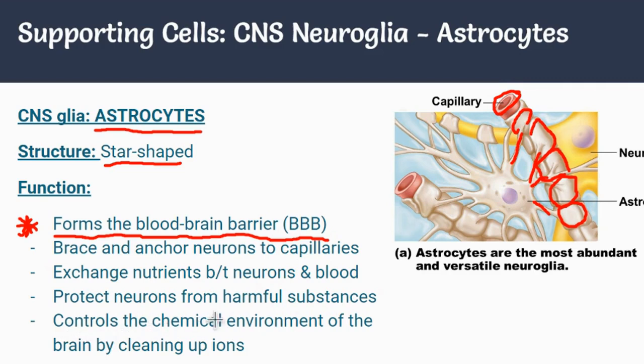And it controls the chemical environment of the brain by clearing up ions. So any excess neuronal debris or ions, the astrocytes will take care of that. But the main thing you need to know, astrocytes with their end feet surround capillaries and form the blood-brain barrier.